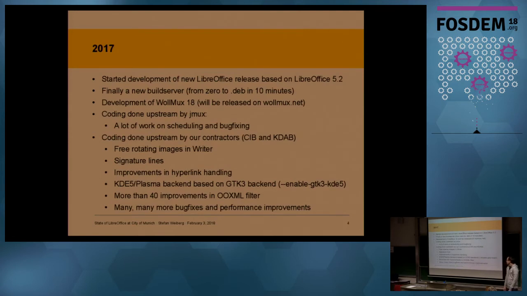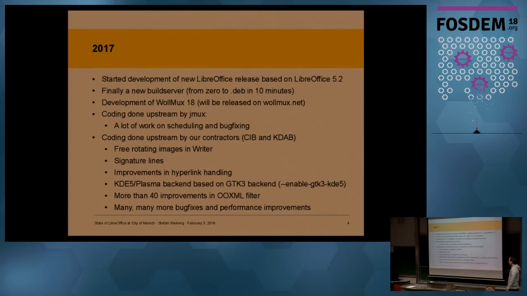What have we done in 2017? We started development of a new LibreOffice release based on LibreOffice 5.2. We finally got a new build server, which improved building time a lot, building 4 releases at the same time. We also started development for Volmux 18, which will be released on volmux.net. And JMux did a lot of work upstream on scheduling and bug fixes.